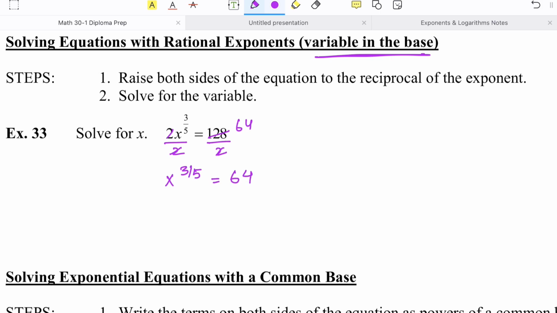Now we need to get rid of our power, right? So we just need to multiply by the reciprocal of the power that we are trying to get rid of. So 3 divided by 3 is 1, 5 divided by 5 is 1. So we get x is equal to 64 to the power of 5 over 3. Now if I were to write it as a radical, I can do the cube root of 64 to the power of 5. Now the cube root of 64, let's put this in the calculator and tell me what the answer is.